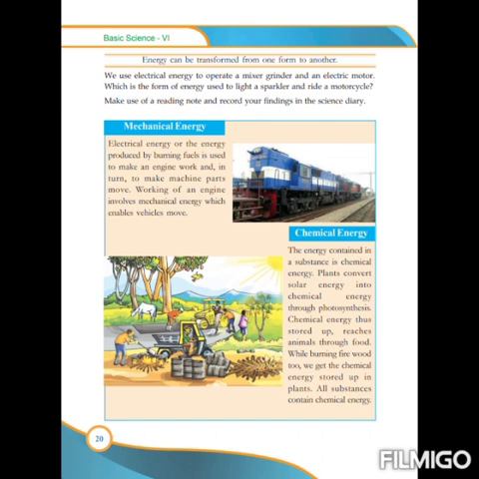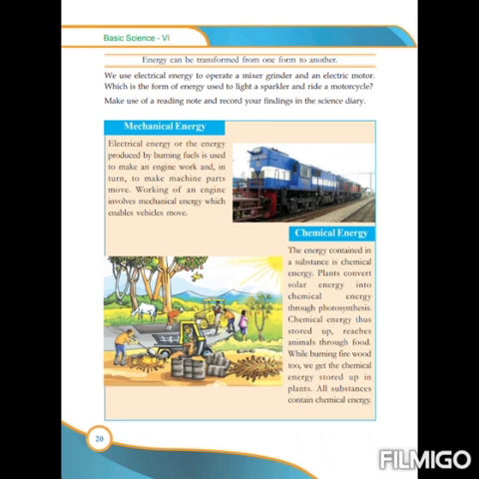Next one is chemical energy. The energy contained in a substance is chemical energy. Plants convert solar energy into chemical energy through photosynthesis. Chemical energy thus stored up reaches animals through food. While burning firewood, we get the chemical energy stored up in plants. All substances contain chemical energy. So, what is chemical energy? The energy contained in a substance, that is called chemical energy.